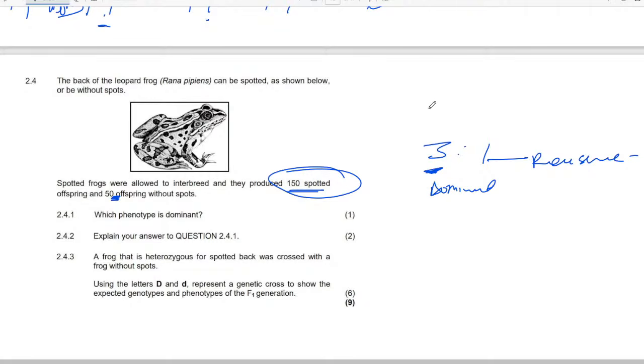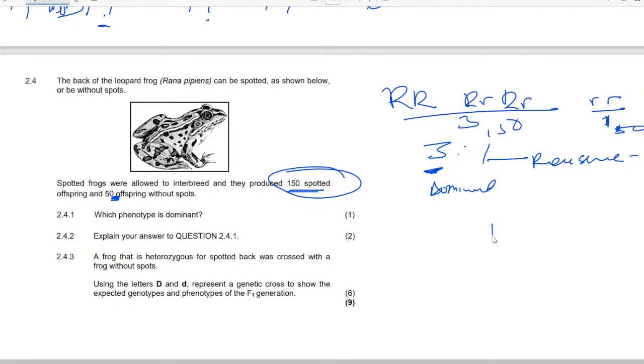Remember, when you are crossing them, you have 3 options. It can either be this, or this, then you have that. So in most cases, these are like that. Just give me an example: this becomes 3 and this becomes 1. If it's numbers, say this is 150 and this is 50, divide by 50, divide by 50, you get 3 to 1. That's where I got this ratio from.